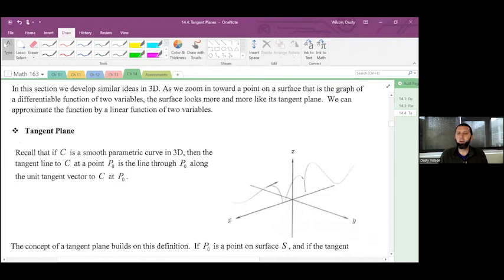In this section, we develop similar ideas in 3D. As we zoom in toward a point on a surface that is the graph of a differentiable function of two variables, the surface looks more and more like its tangent plane. We can approximate the function by a linear function of two variables. Let's look at a manipulate so that we can see this zooming in process.